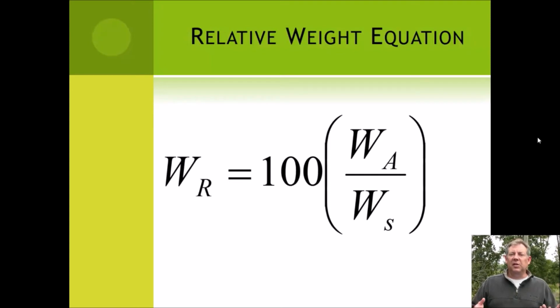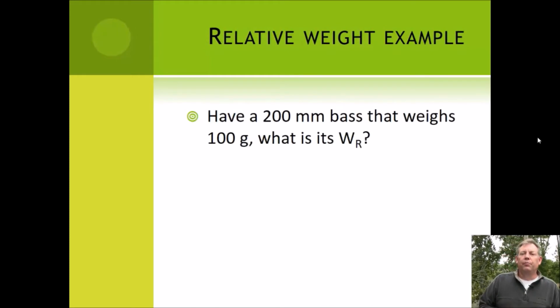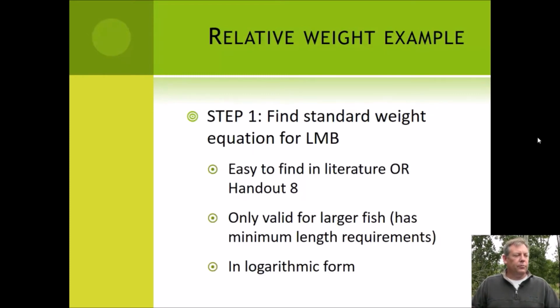So if you look at this, you can see that relative weight is simply the actual weight of the fish as a percentage of the standard weight. And so if you are in good condition and your fish is above the standard, it's going to be over 100, and if it's below the standard weight, it's going to be under 100. And so let's say that I get a fish, a largemouth bass, and it's 200 millimeters, and it weighs 100 grams. What's its relative weight?